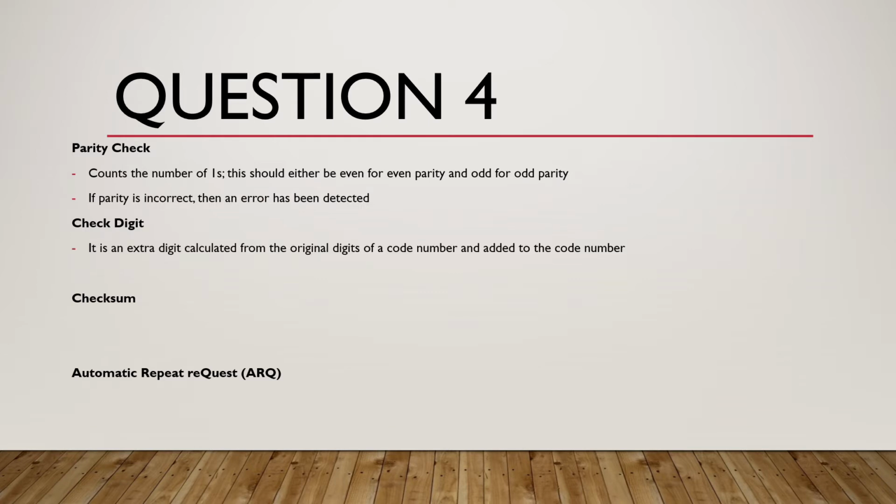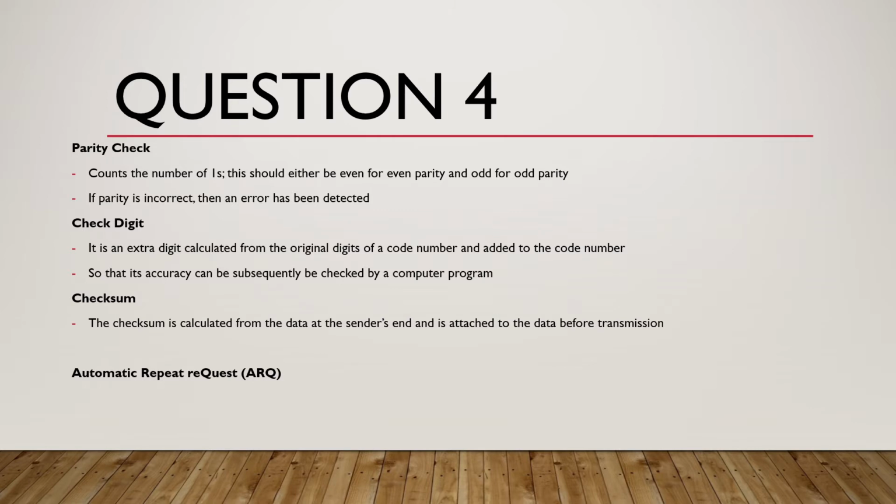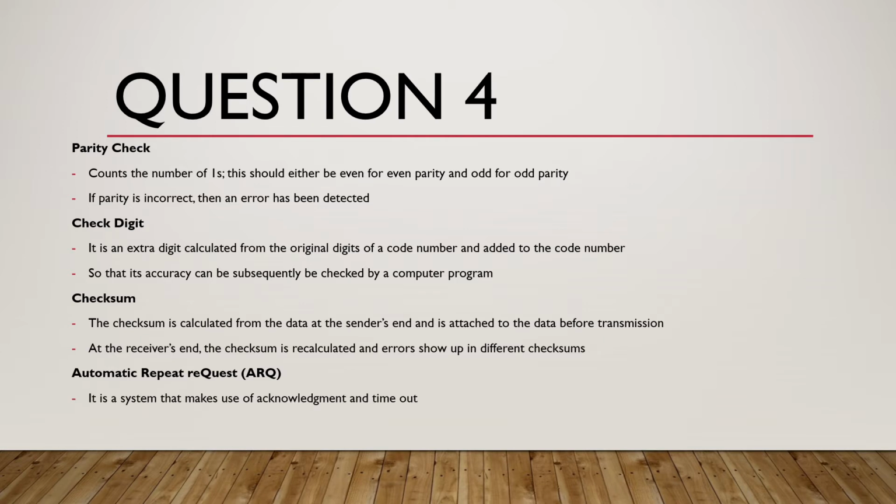In check digit, it is an extra digit calculated from the original digits of a code number and added to the code number, so that its accuracy can subsequently be checked by a computer program. Checksum, this is calculated from data at the sender's end and is attached to the data before transmission. At the receiver's end, the checksum is recalculated and errors show up in a different checksum. Lastly, ARQ. It is a system that makes use of acknowledgement and timeout. If the data has been received, then acknowledgement is used. If data is not received, then the data is re-requested until a timeout is reached.